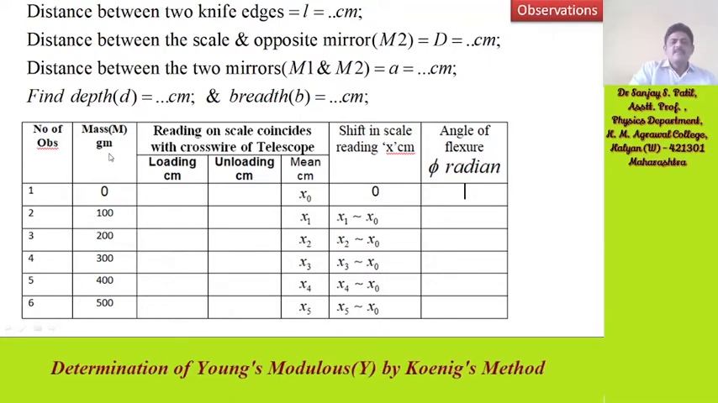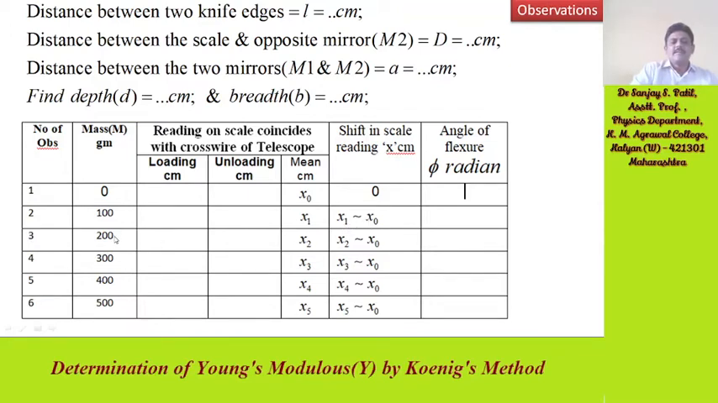The mass applied to the beam at the center goes from 0 gram, 100 gram, 200 gram, 300 gram, 400 gram, 500 gram, in this manner. At the time of zero weight, meaning no weight is applied to the beam at the center, the reading will be x0, that is the initial reading. After the application of 100 gram, the reading will be x1, and the shift in scale reading, that is x centimeter, is x1 minus x0.